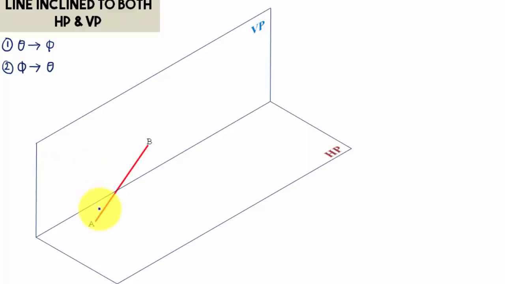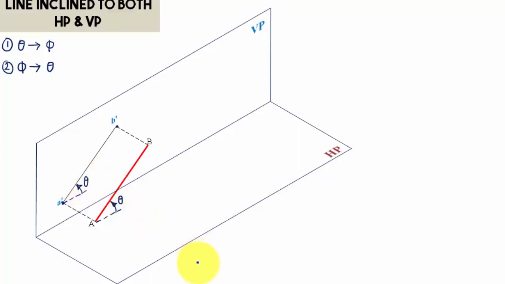So let's have the line. Here it is. You can clearly see that the line initially has been kept at an angle of, say, theta with respect to the horizontal plane. So let's take a look at this line from the front. So these are the intersection points with respect to the VP. This is going to be A dash, and this over here represents B dash. Let's join them. And here also you're going to see the same angle that the true length makes with respect to the XY line or with respect to HP.